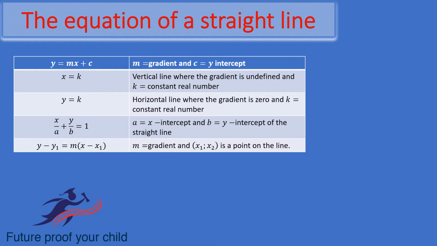The first one, y equals mx plus c, is the familiar one, where m is the gradient and c is the y-intercept. Then x equals k is the vertical line where the gradient is undefined and k is a constant real number. Y equals k is the horizontal line where the gradient is 0 and k is the constant real number. Then a formula that you might not be familiar with, x over a plus y over b is 1, where a is the x-intercept and b is the y-intercept of the straight line. And then y minus y1 equals m, bracket x minus x1, where m is the gradient and (x1; y1) is a point on the line.